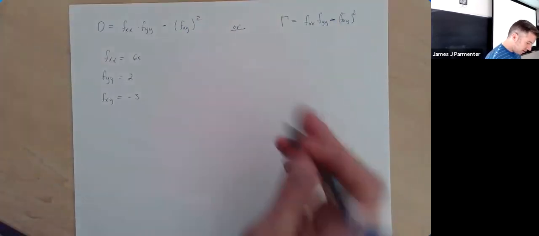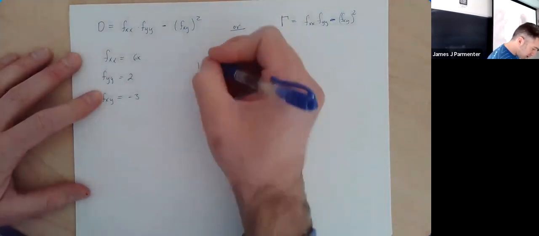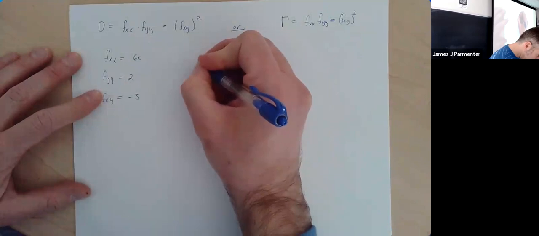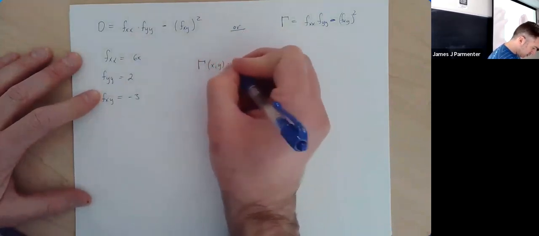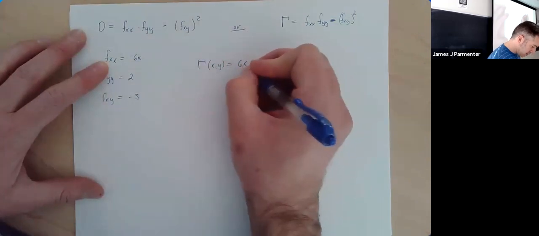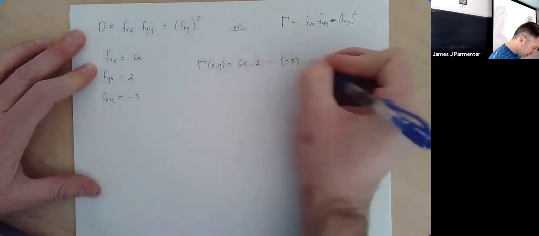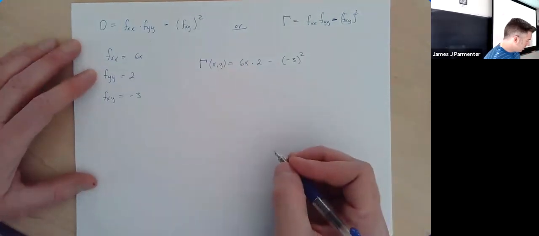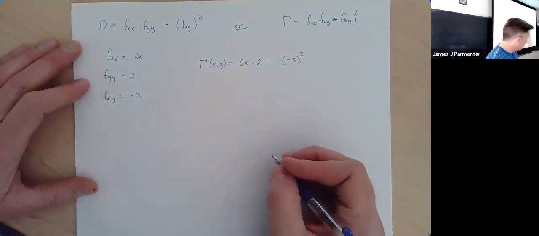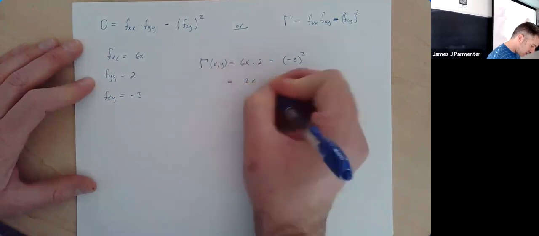So then we calculate capital D, capital gamma, apologies. Capital gamma of x, y is equal to fxx times fyy minus fxy squared. We could simplify this. This is equal to 12x minus 9.